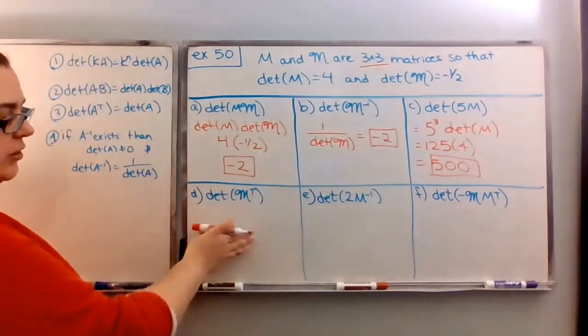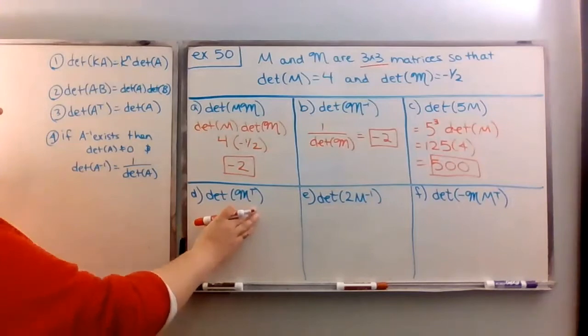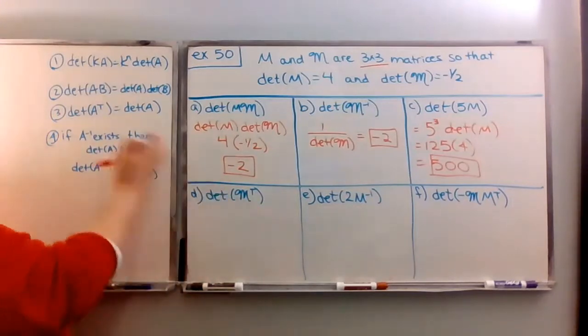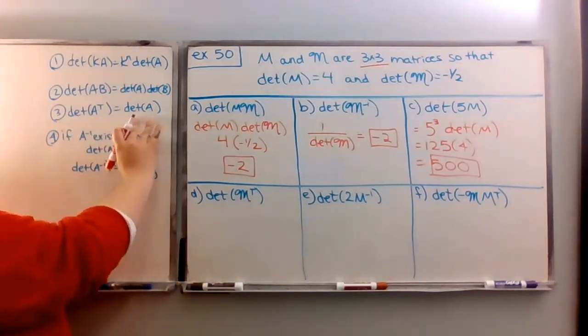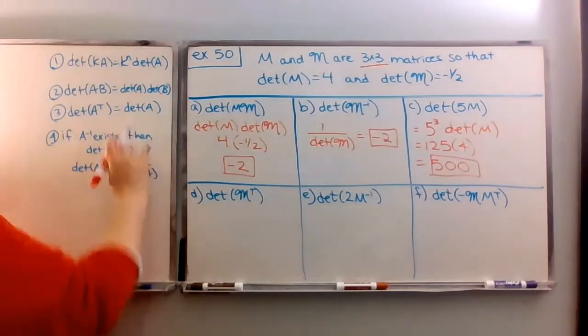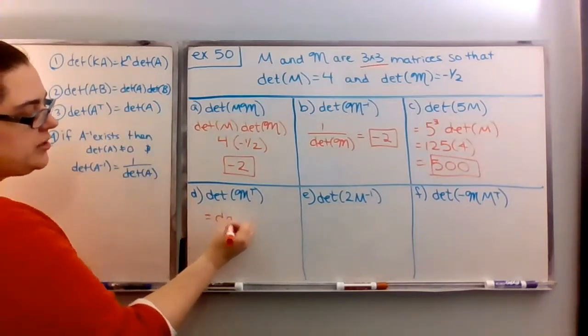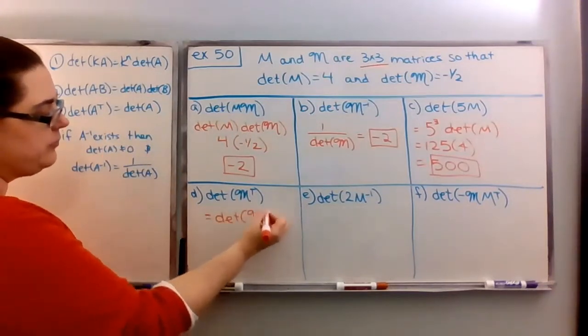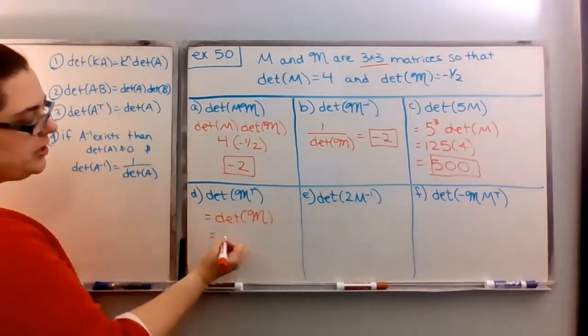For part D, we're finding the determinant of the transpose. This one's really nice because the determinant of the transpose is the same as the determinant of the matrix. So this is the same as the determinant of just fancy M, which is -1/2.